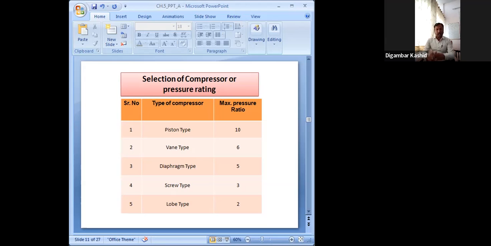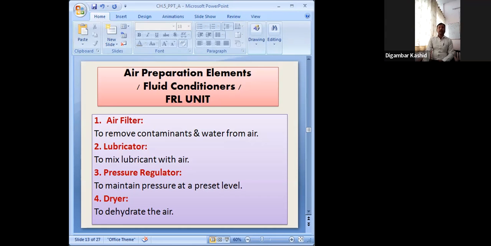Understood? After this, we'll start the air preparation unit, or filter regulator: the air filter, then pressure regulator and oil lubricator, the FRL unit. You can call it the air preparation unit, or also a fluid conditioner.